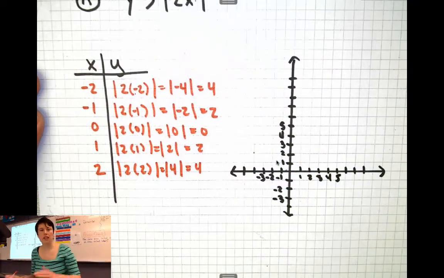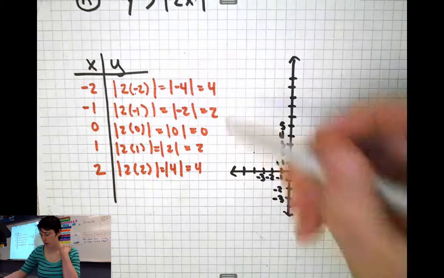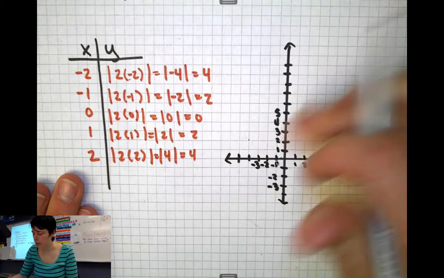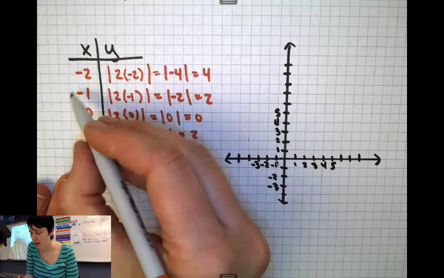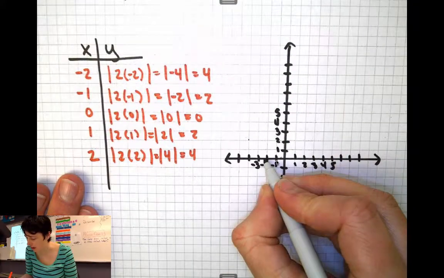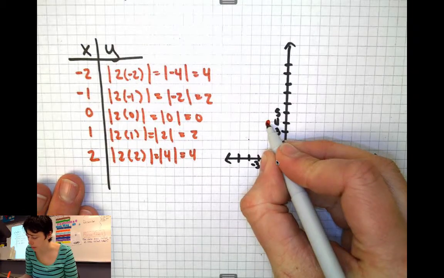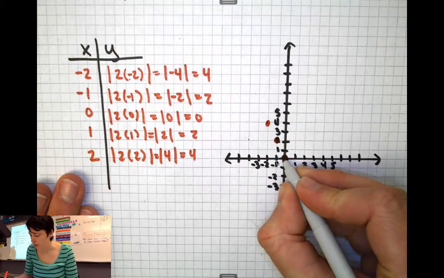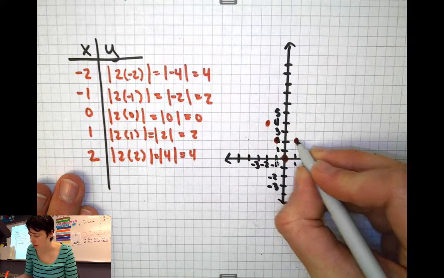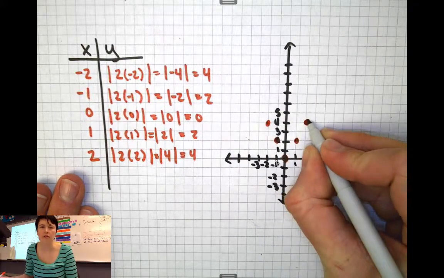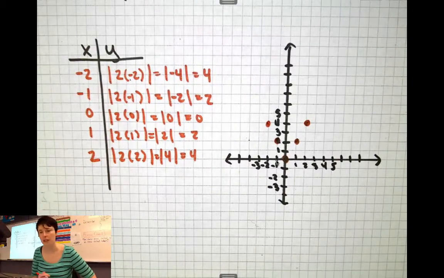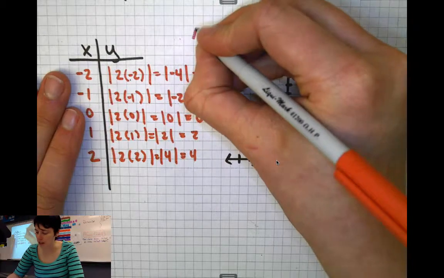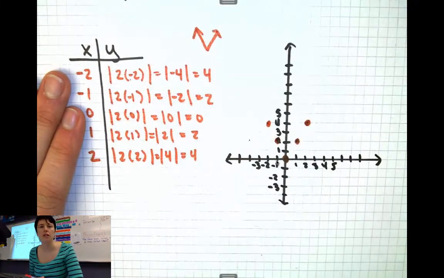Okay, so I get a pattern going on here: 4, 2, 0, 2, 4. So I'm going to plot those points over here on the graph. I'm going to put -2 and 4 at -2 and 4. Put -1 and 2 right here. 0, 0, 1, 2, and 2, 4. And sure enough, it makes exactly what I expected. It makes a V graph. Every time I think of absolute value, I tend to think of these graphs, these sharp V's.